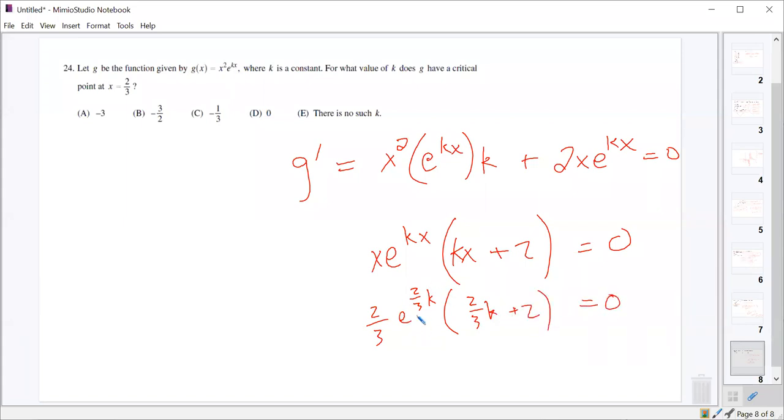Well, e to the 2/3 k is never going to equal 0. If I multiply something that's never 0 by 2/3, it's still never 0. So all I really care about is 2/3 k plus 2 equals 0, which gives me k equals -2, multiplied by 3 is -6, divided by 2 is -3.